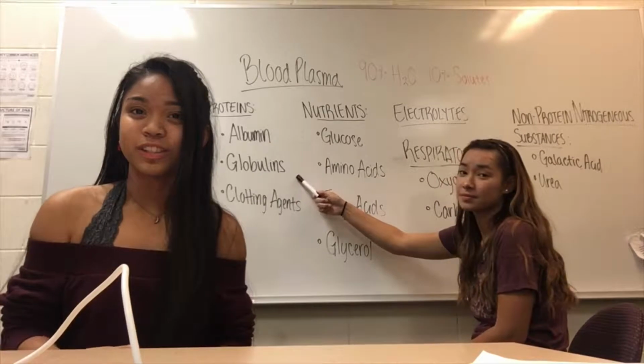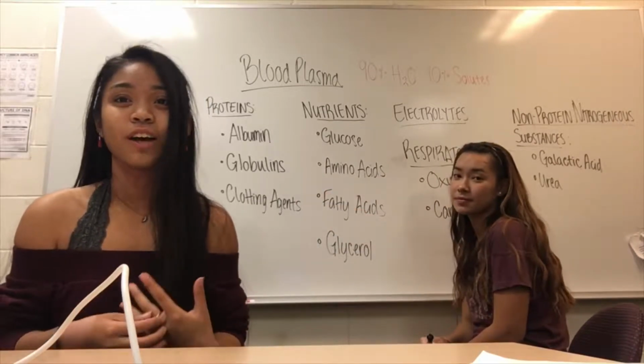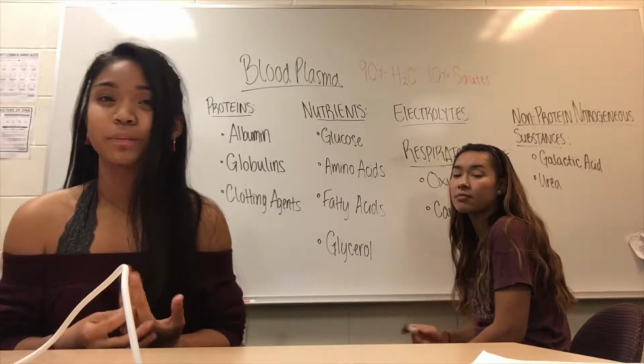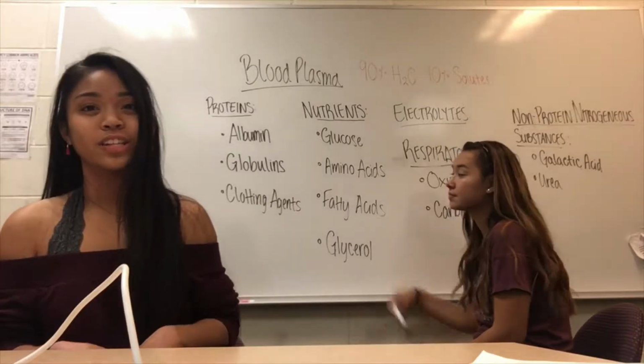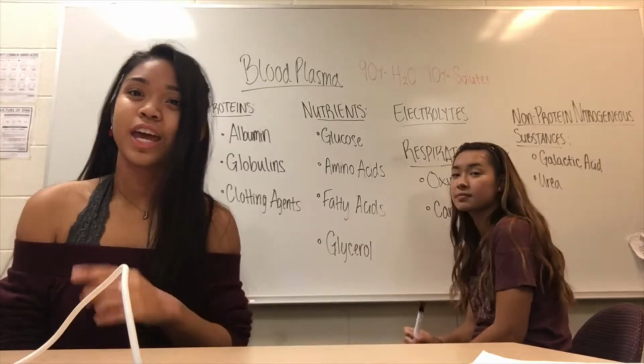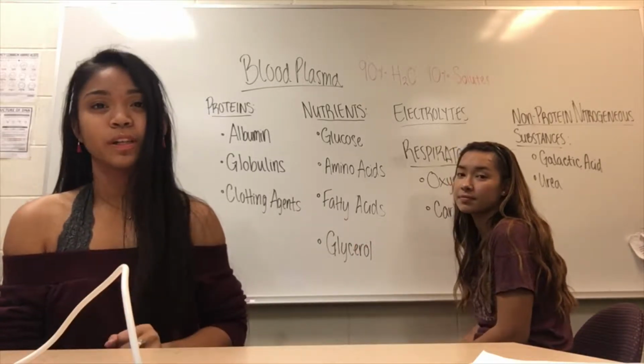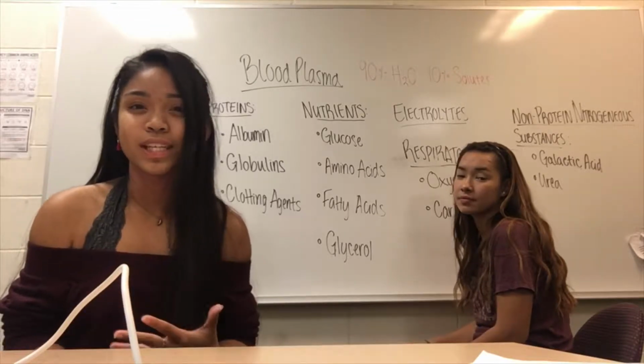Next up is globulins. Gamma is an antibody. Alpha and beta are both transport proteins that are made by the liver. Next is clotting agents, also known as fibrinogen and prothrombin, which is also produced by the liver. Lastly, there are also hormones and enzymes.